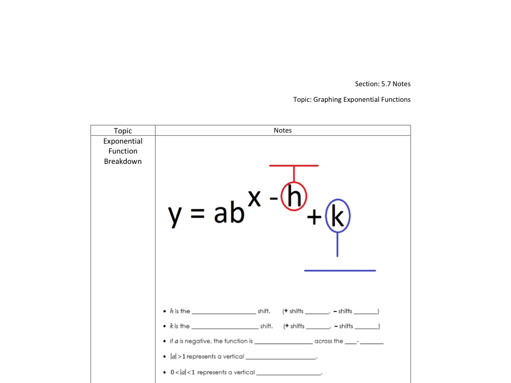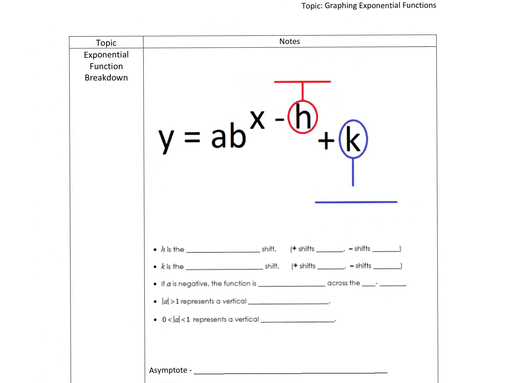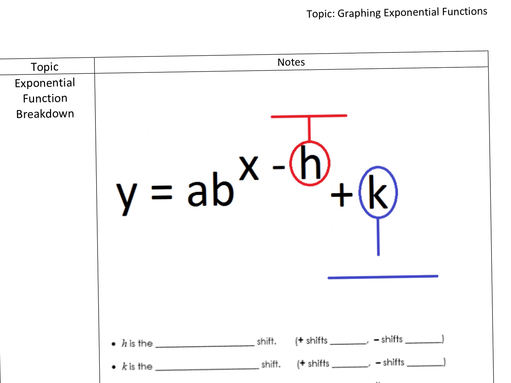So 5.7 is where we're starting, okay? Graphing exponentials first. You'll notice this equation. What do you see about this? That looks very, very familiar. H and K. H is my bad friend, right?